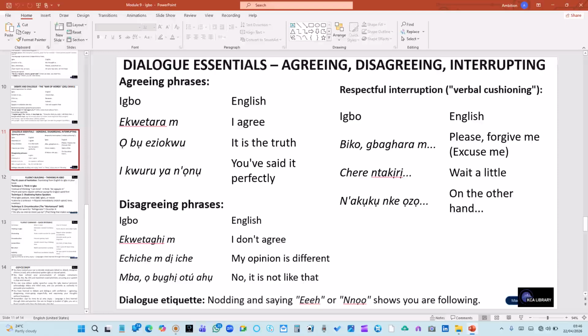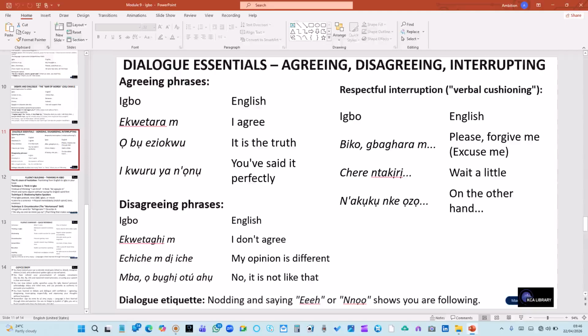Now let us look at dialogue essentials, which involve agreeing, disagreeing, and interrupting. Now the agreeing phase in Igbo language, the Igbo people will say ekwetere, which means I agree. The Igbo people will also say ọ bụ eziokwu, which means it is true. Then Igbo people will also say ikwuru ya n'ọnụ, which means you have said it perfectly.